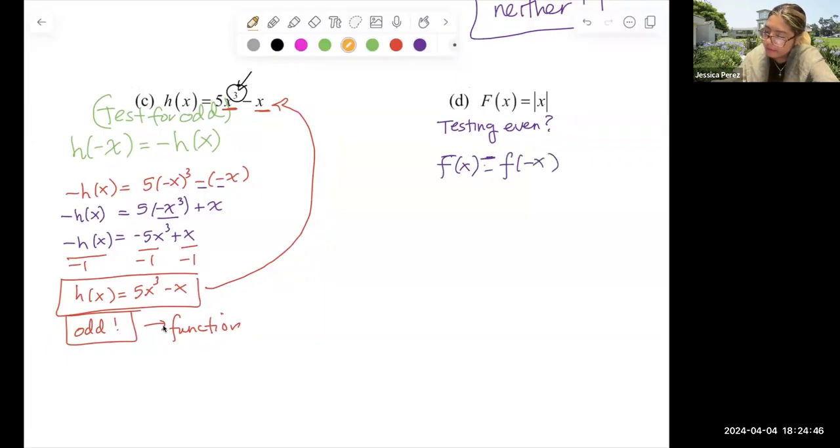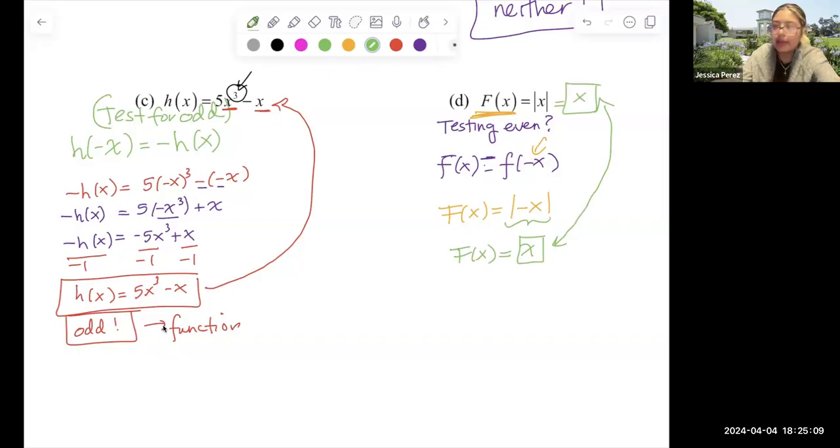So here, I change x to negative x, but my function will stay the same. So it's going to say f of x is equal to the absolute value of negative x. Who can tell me what the absolute value of a negative x is? It's just x, right? But the absolute value of x is also x. It's the same value.